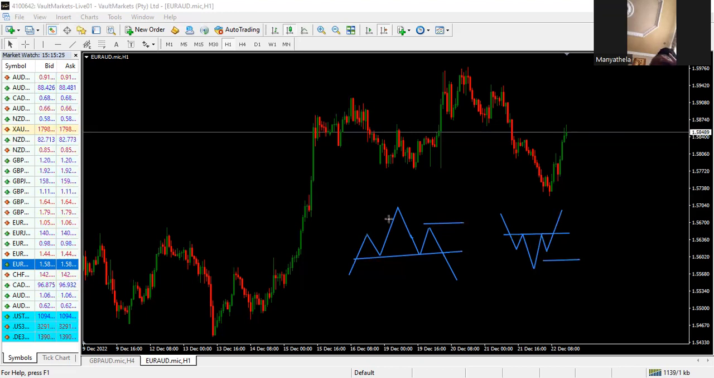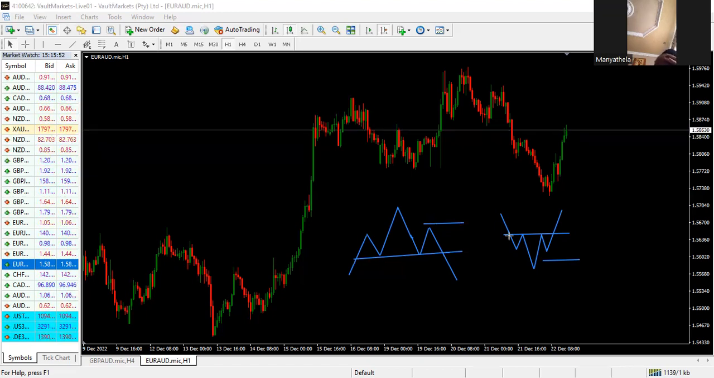This is your left shoulder, this is your head, this is your right shoulder. Do you understand? This one is for sell, this one is for buy.